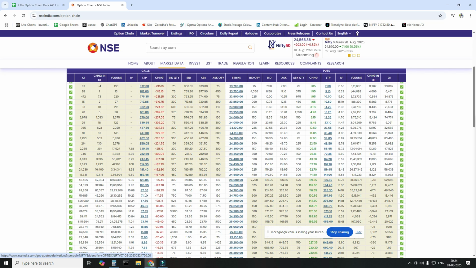So if you are a safe trader and don't want to see very big price movements, try to go with some in the money strikes. Don't go very deep in the money. I suggest going at least one or two strikes in the money.